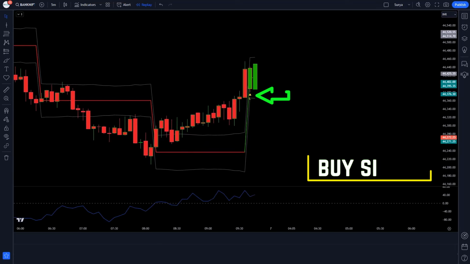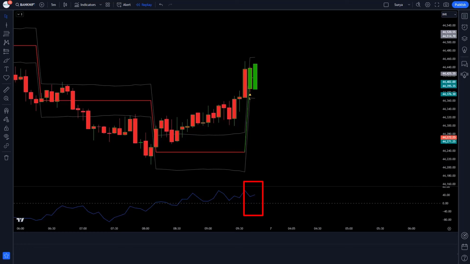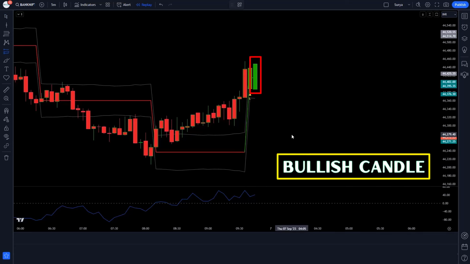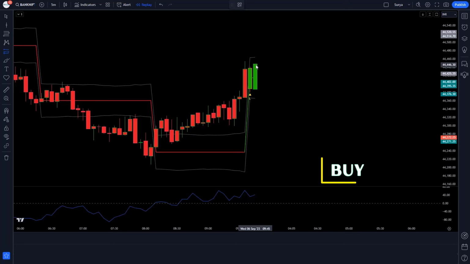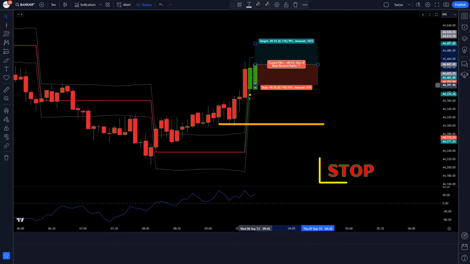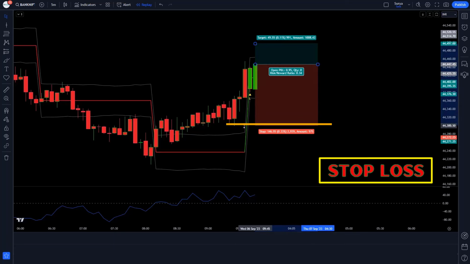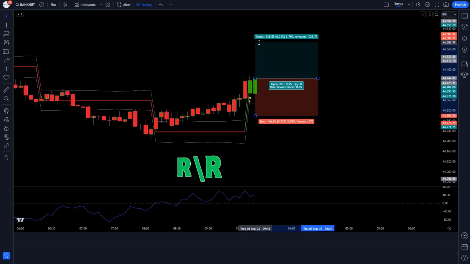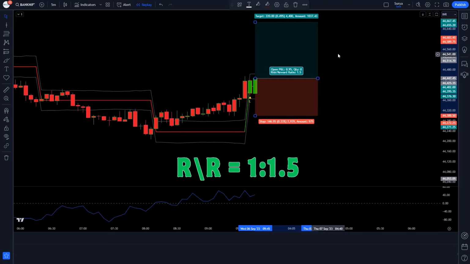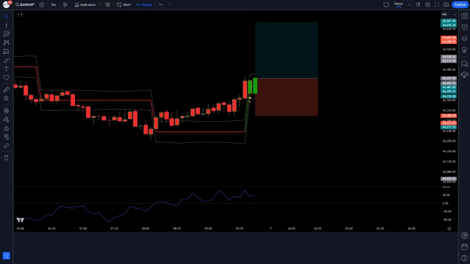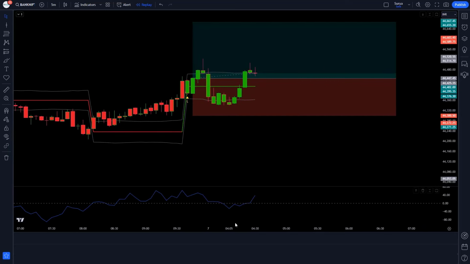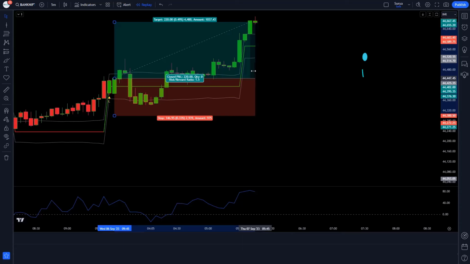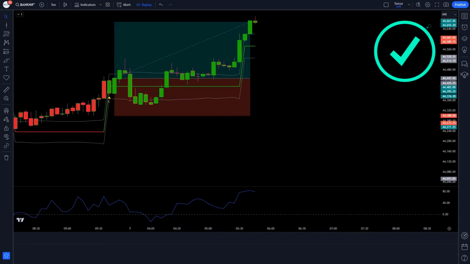When the Variation and Tuple indicator gives us a buy signal, the blue line of the Shan Momentum Oscillator indicator should be above the zero level. When the market forms a bullish candle, if this condition is met, we will take a buy order. Our stop loss is to be placed at the previous low of the market, and the risk-to-reward ratio will be 1 to 1.5. Let's see what happens to our trade. We have won the trade. Let's find the next trade.